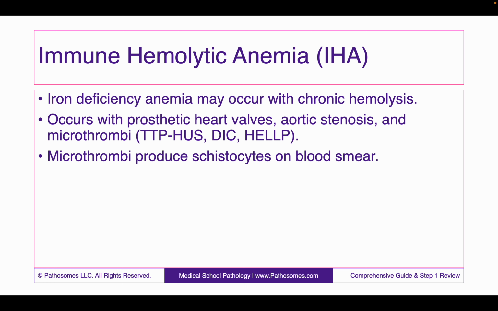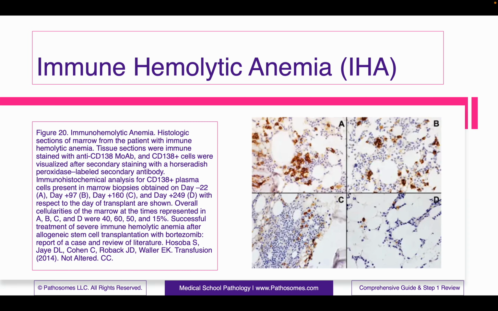Microthrombi produce schistocytes on the blood smear. Here we have the histologic sections of a marrow from a patient with immune hemolytic anemia.